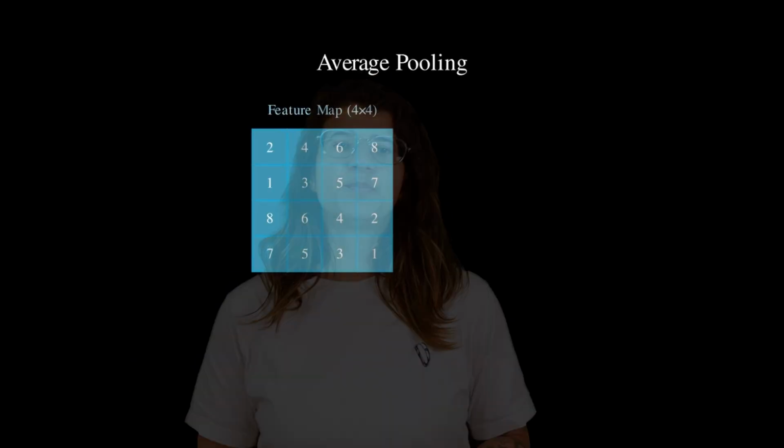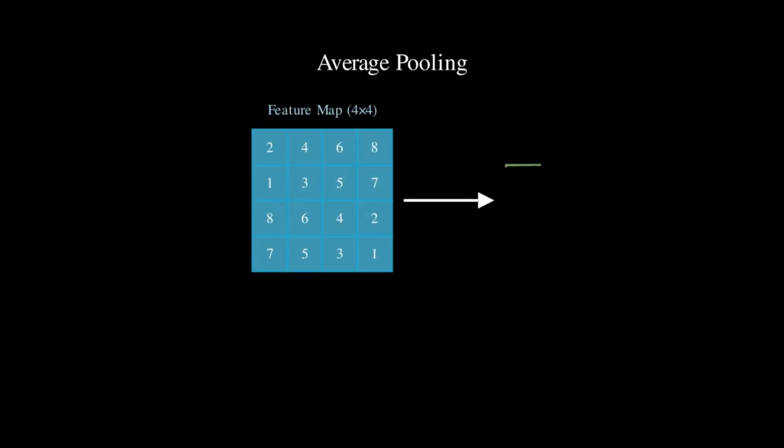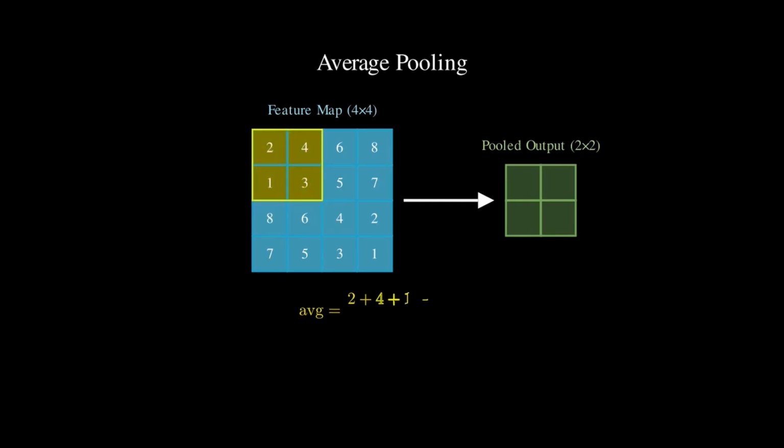Instead of learning weights like convolution layers, pooling performs a fixed mathematical operation over small regions of the feature map. One of the most common approaches is average pooling. In average pooling, the network takes a small window of values and replaces them with the average.